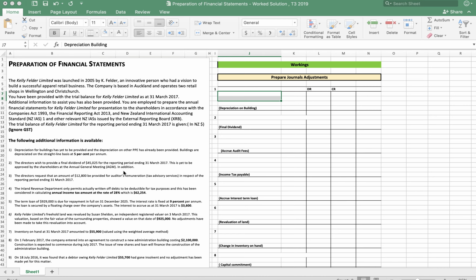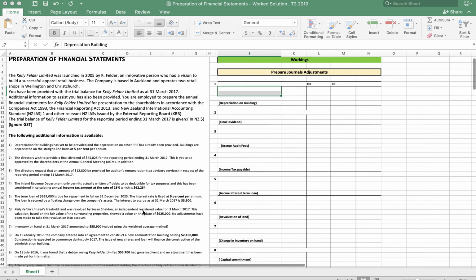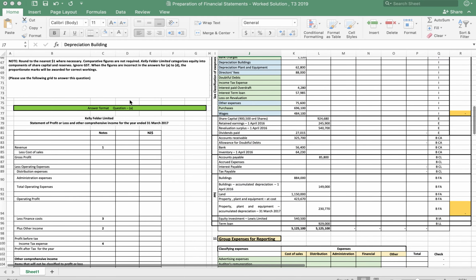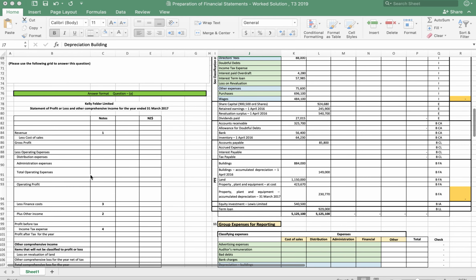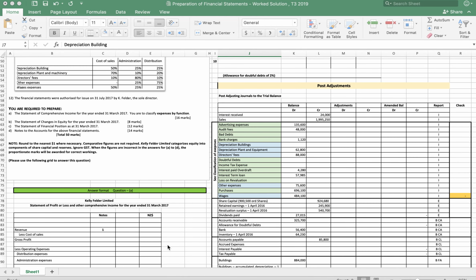The format I'm presenting this in is the same format as you'll get during the exam. All right. On the left-hand side, you will have the information. On the right-hand side, you can do your workings. We'll be going through that in the course of completing this exercise. Underneath the information is your actual answers, where I'll be marking. I'll also be marking some of the workings as well.